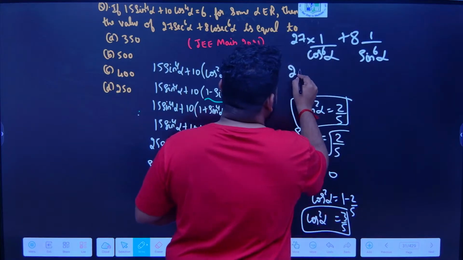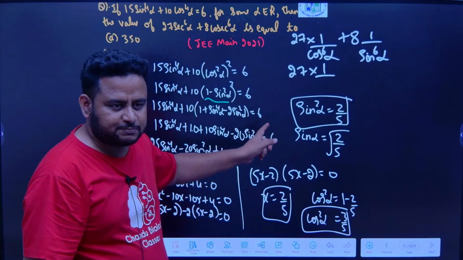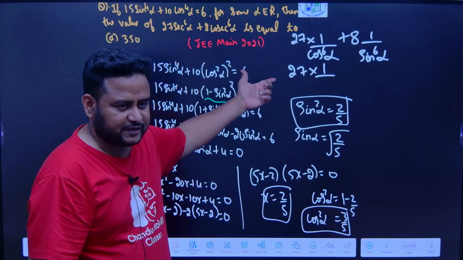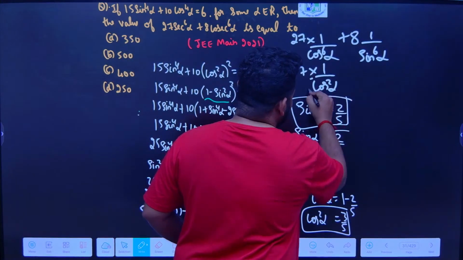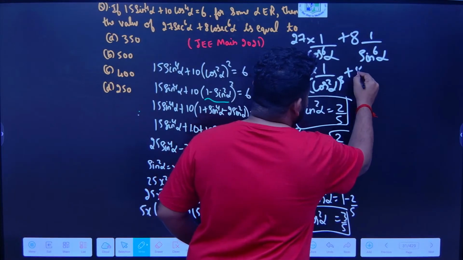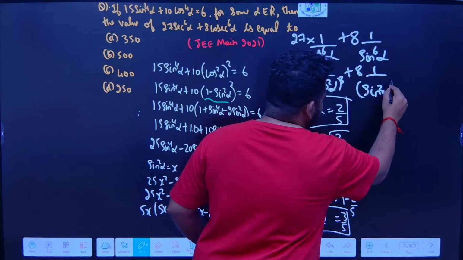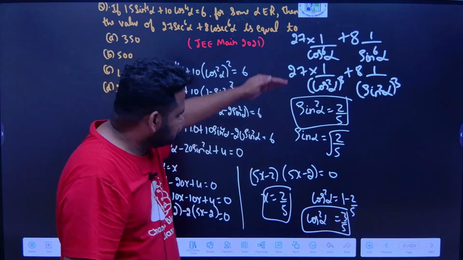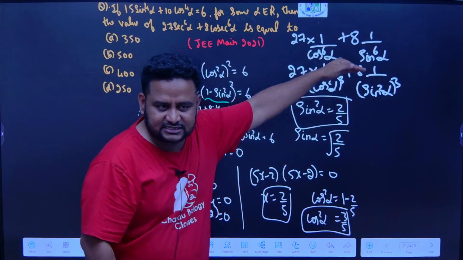Now 27 into 1 by cos power 6 alpha can be written as cos square alpha whole cube, plus 8 into sin square alpha whole cube. This is what I have now. So I wrote secant and cosecant in terms of cos and sin.